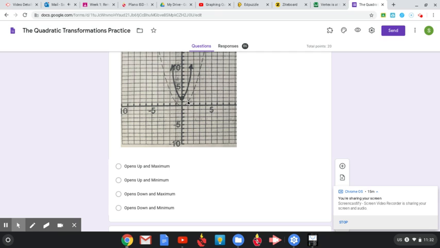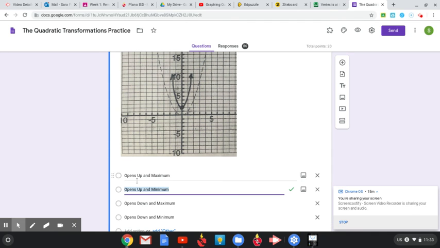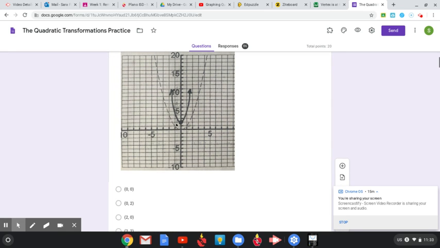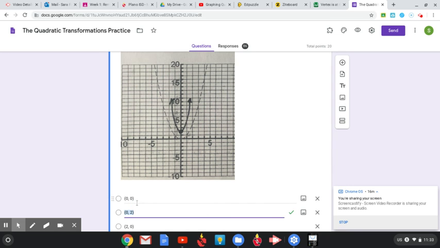If the parabola opens down, there is a reflection. So does this graph here have a reflection? Yes or no? No reflection. So it opens up, and then that vertex is at the lowest point, the bottom of the parabola. So it's going to be opens up and minimum. And then we've been talking about the vertex. That middle point here is (0, 2). So that's going to be choice B here.